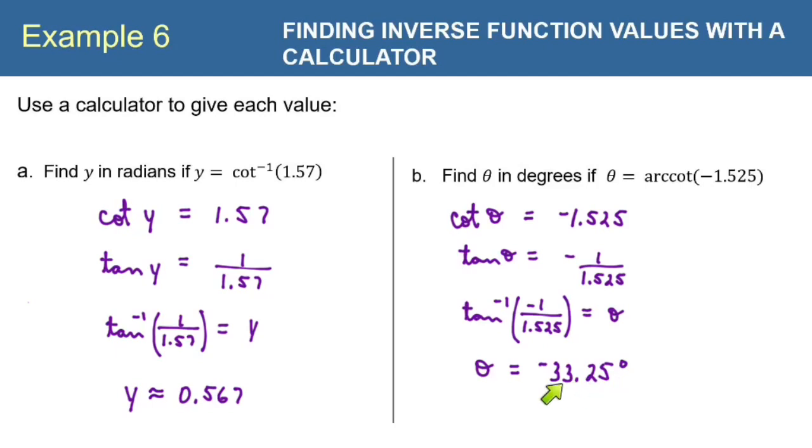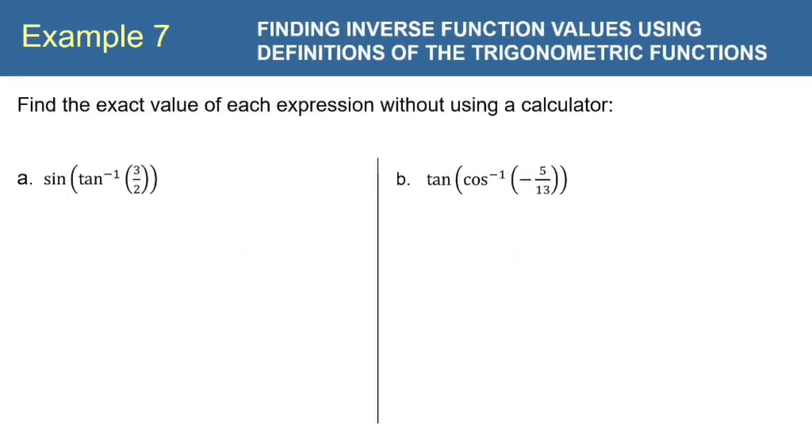Now we know that this is a quadrant 4 answer, but we also know that inverse cotangent is supposed to have either a quadrant 1 or quadrant 2 answer. So the way to change this angle from quadrant 4 to quadrant 2 is to add 180 degrees to it, and that will give us 146.75 degrees.